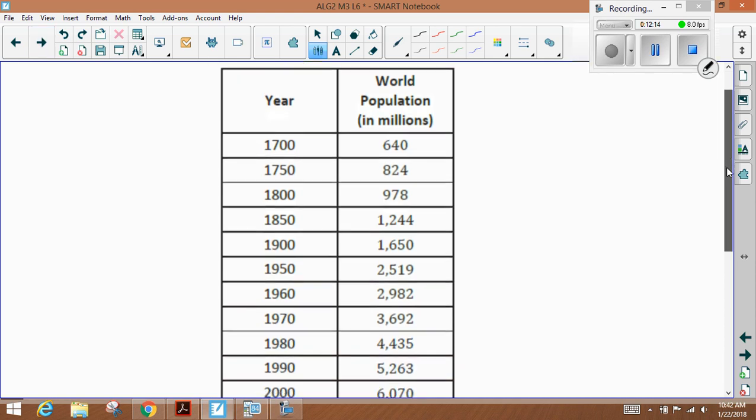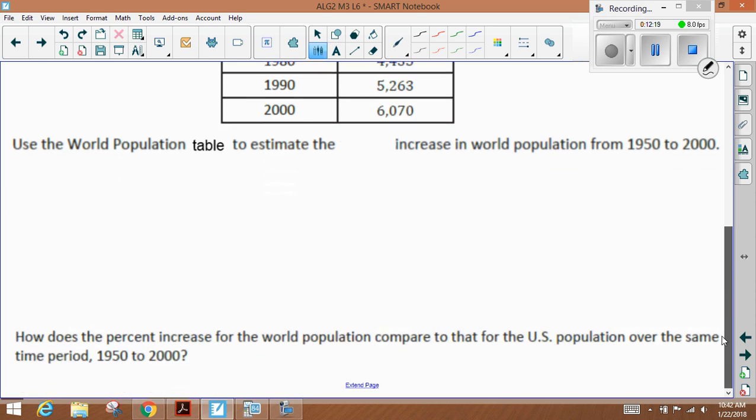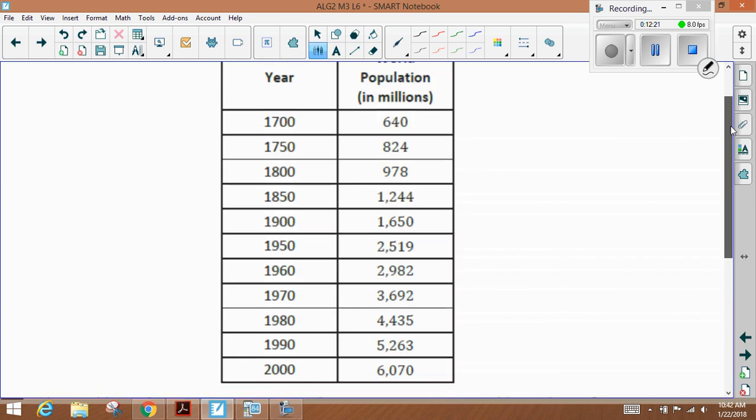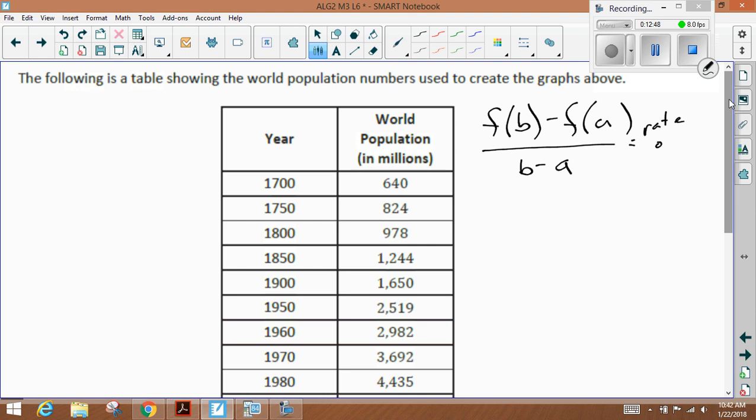So again, world population, we have this table. Let's do the increase. All right, so now let's talk about the formula that you guys have in your book for rate of change. It's over there on page 43. So it's f of b minus f of a over b minus a. This is your rate of change.